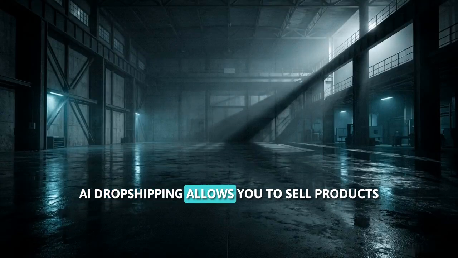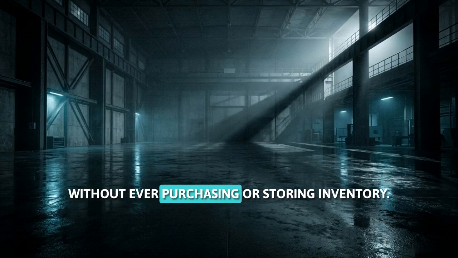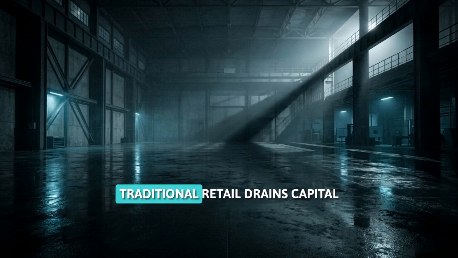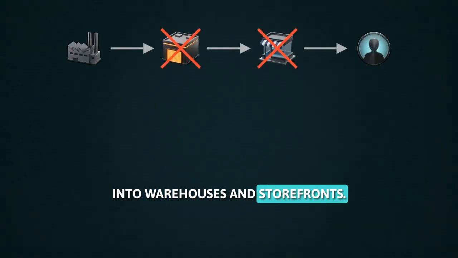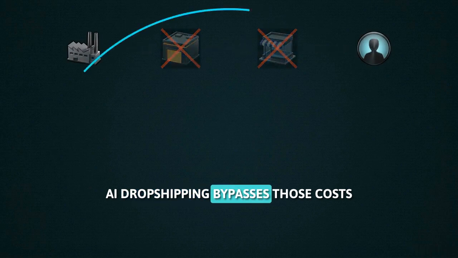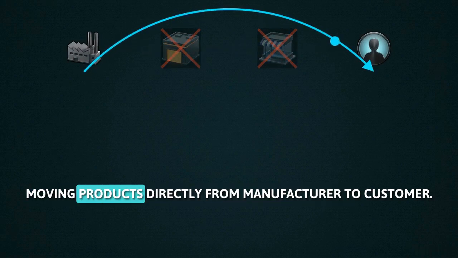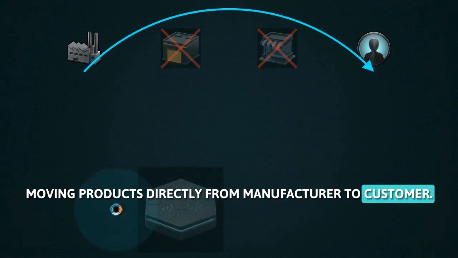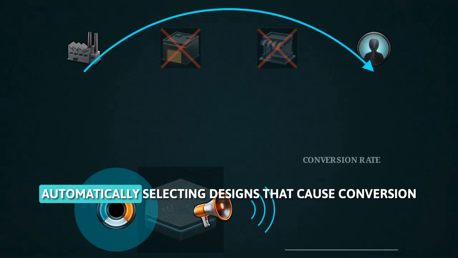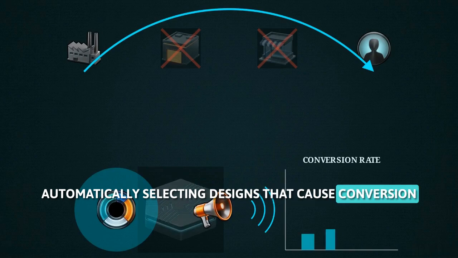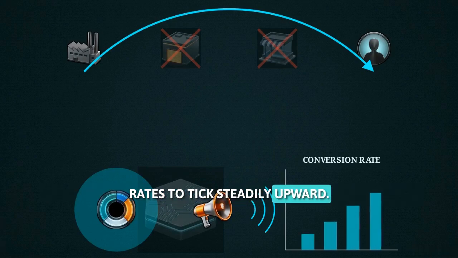This same logic applies to physical goods. AI dropshipping allows you to sell products without ever purchasing or storing inventory. Traditional retail drains capital into warehouses and storefronts. AI dropshipping bypasses those costs, moving products directly from manufacturer to customer. An AI node cycles through ad variations, automatically selecting designs that cause conversion rates to tick steadily upward.